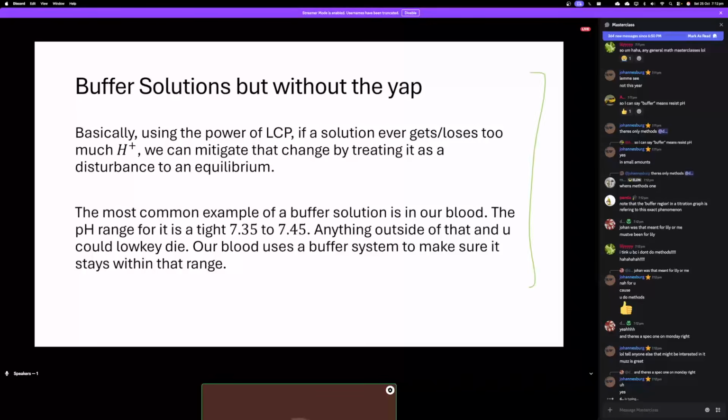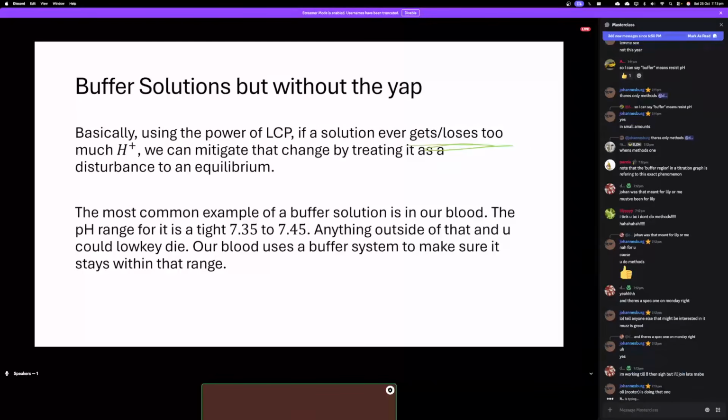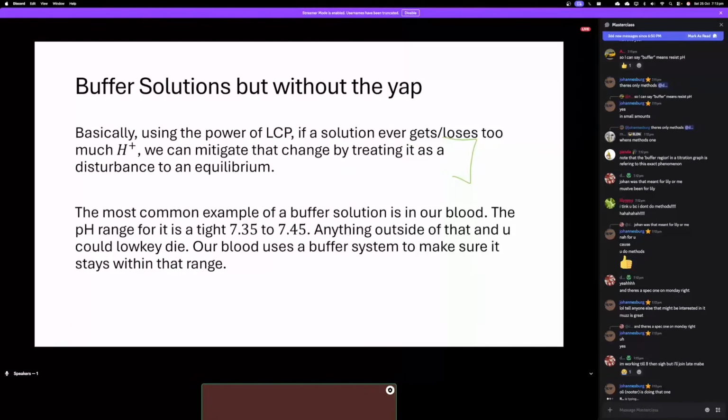Just a quick mini summary. Using the power of LCP, if a solution ever gains or loses too much H plus, we can mitigate that change by making the disturbance as little as possible, right?